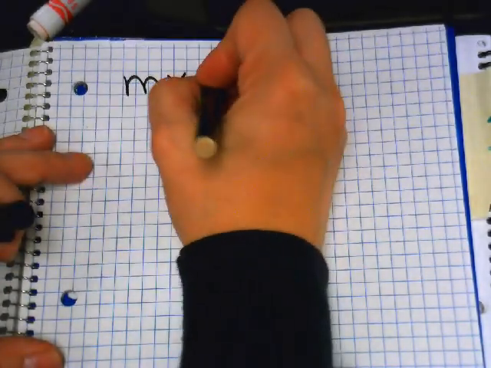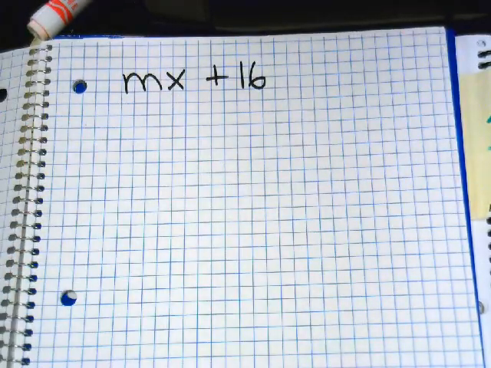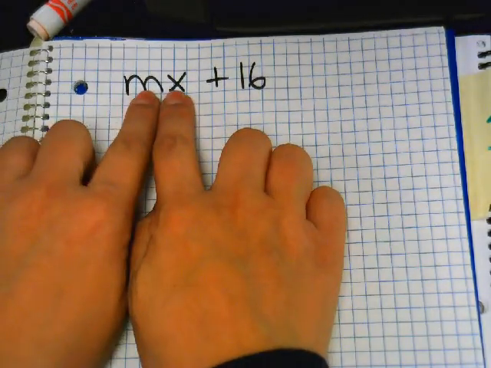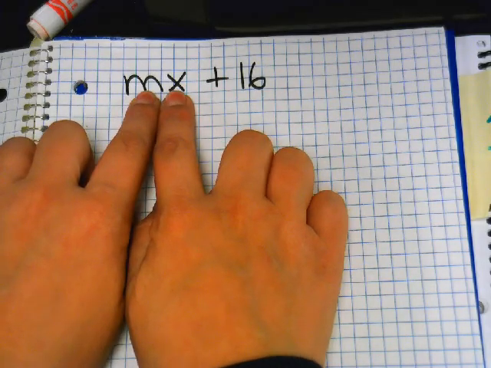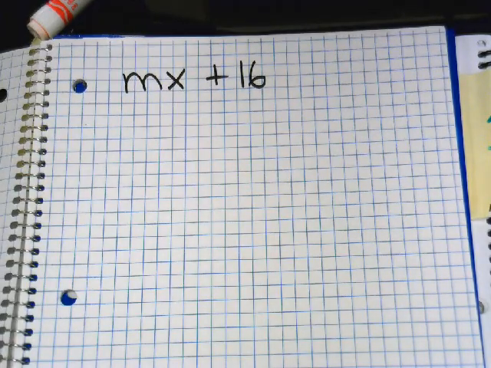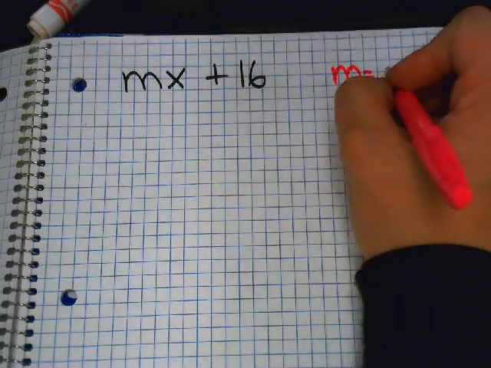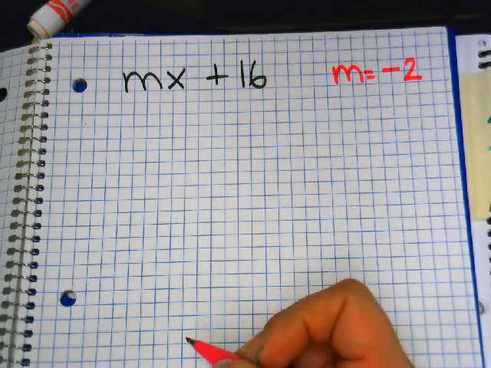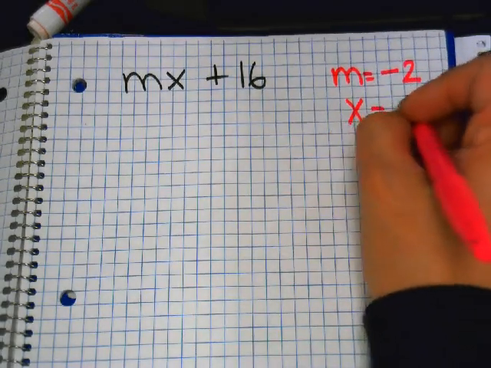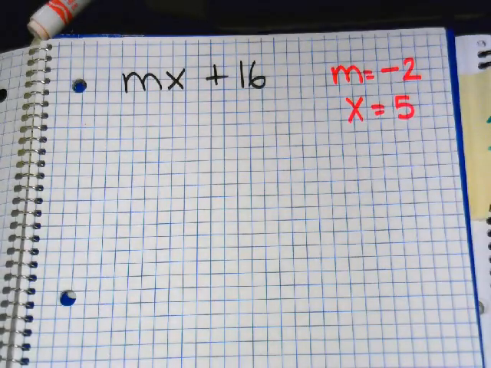All right. MX plus 16. So this means M times X. But do they write the times? No, it's something that you have to know automatically. All right. M is equal to negative 2. And X is equal to 5. Jordan, iPad should not be touched.